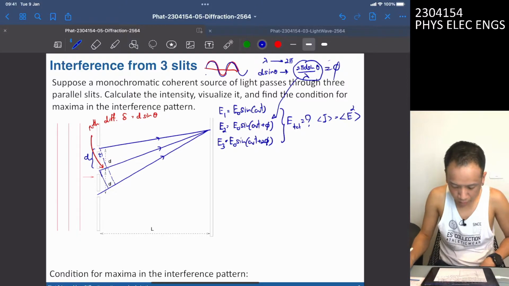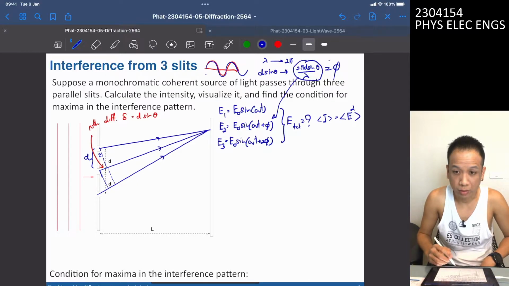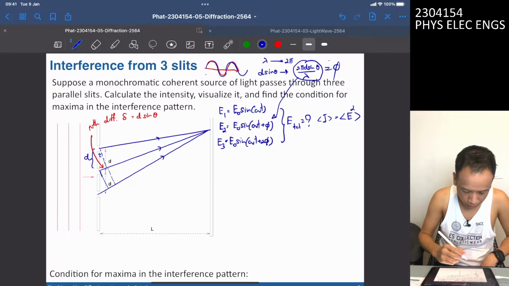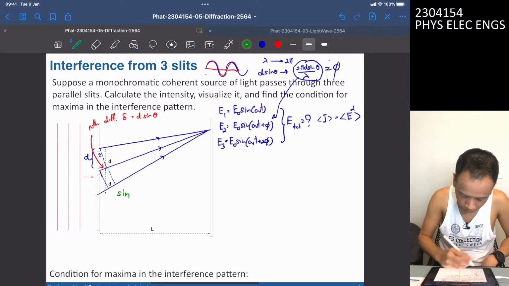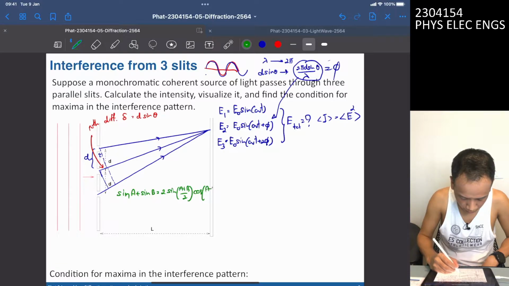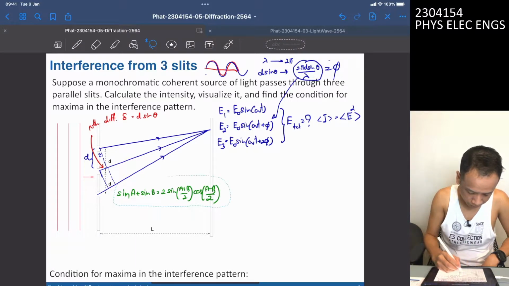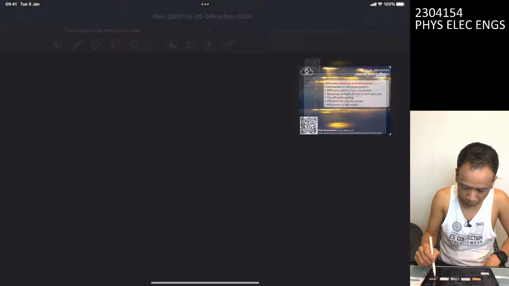It's maybe easier if you sum the first one and the third one first. We need to use a formula, so let me write it here. We have sine A plus sine B equals 2 sine of (A plus B) over 2 times cosine of (A minus B) over 2.